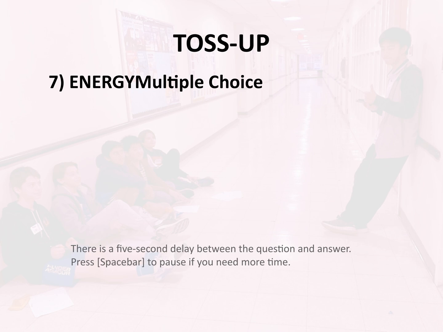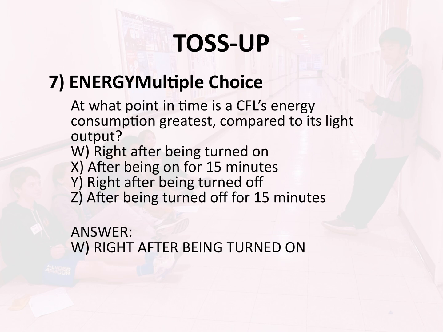Toss-up 7. Energy multiple choice. At what point in time is a CFL's energy consumption greatest, compared to its light output? W. Right after being turned on. X. After being on for 15 minutes. Y. Right after being turned off. Z. After being turned off for 15 minutes. Answer. W. Right after being turned on.